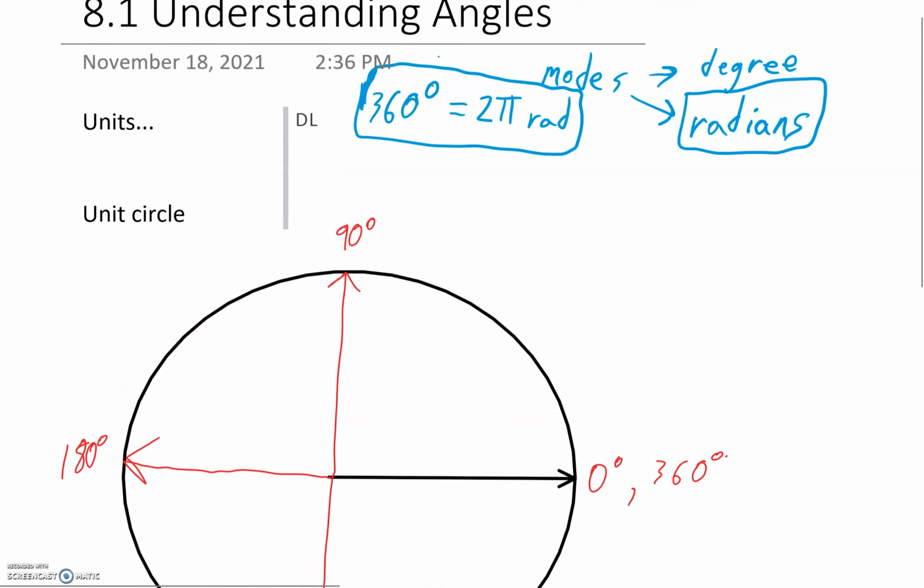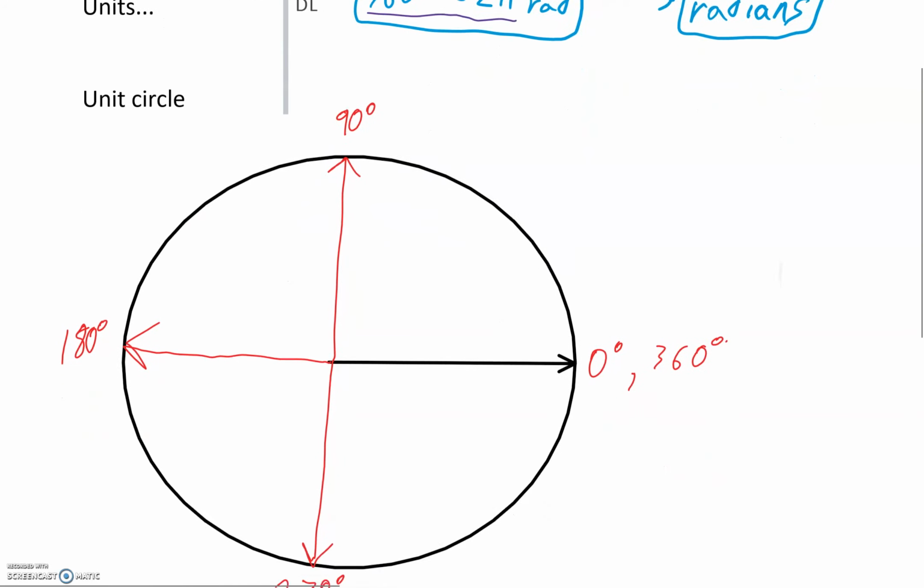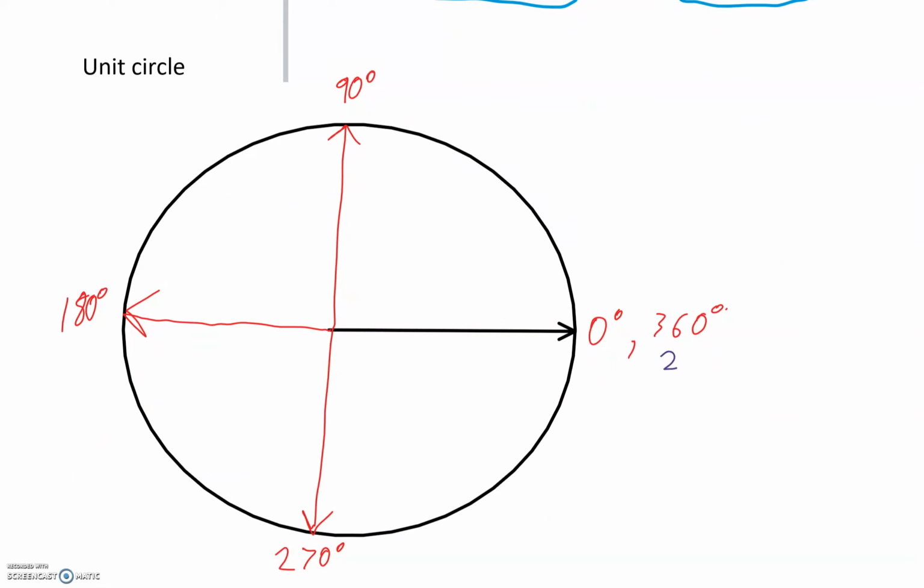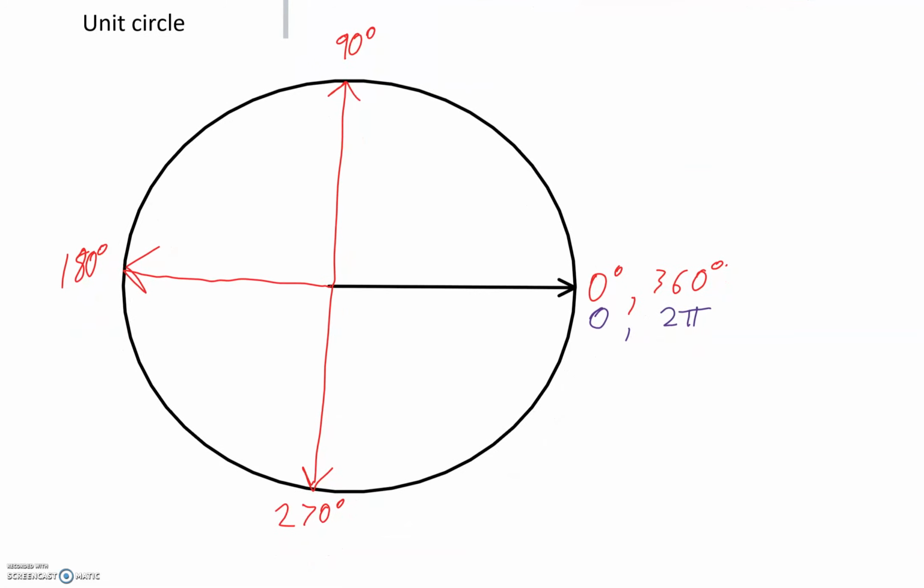All right, well, I said that 360 degrees equals 2 pi radians. So 360 is like saying 2 pi. Our beginning position is also 0 radians. With that knowledge, we can break up our unit circle into fractions of pi that give us the radian measurement. So 360, if we cut that in half, goes to 180. So 2 pi, if we cut that in half, goes to pi.